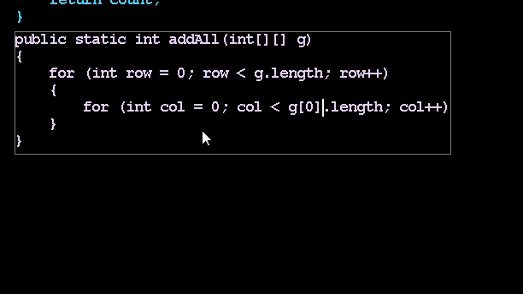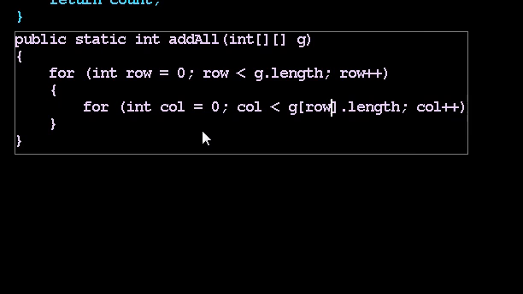Something to note here, I could use row 0. I'm safe using row 0 because I know there's at least one row. And I know there's at least one row because I wouldn't have entered this loop if g.length was 0. So g.length must be at least 1. There's at least one row. It's safe for me to say g[0]. It may not be safe for me to say g[3] because it depends on how many rows I have. But it would be safe to write g[0]. It's also safe to write g[row]. So you might prefer this. In fact, if I write g[row], then add all will work even if my array is not rectangular. If it's jagged, if some rows are longer than others, this program will still work.